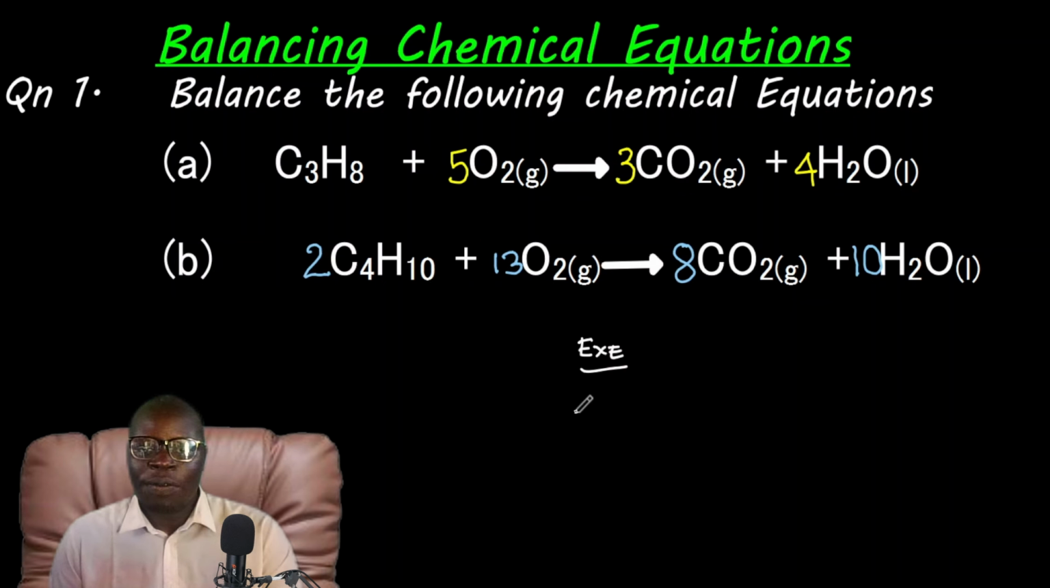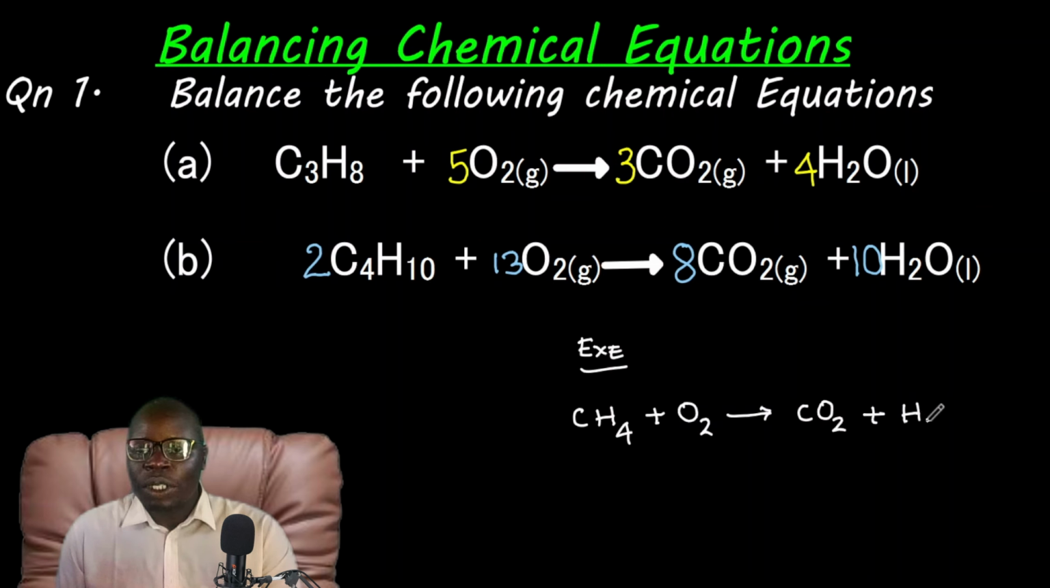If I have something very simple, just like this one here, you can guess already the name of this compound. This is called methane because the carbon atom is 1. So if methane is burned in oxygen, it will also produce carbon dioxide gas plus water. Now go ahead and make sure that you balance this equation and you share your results in the comment section.